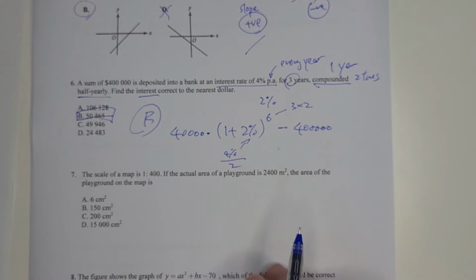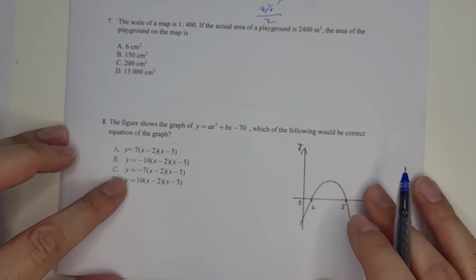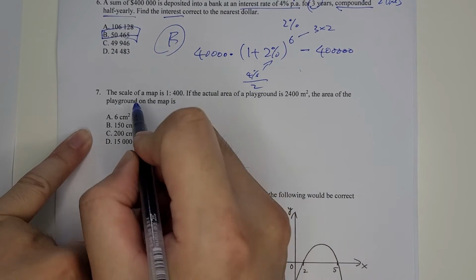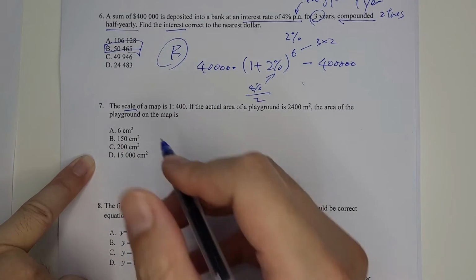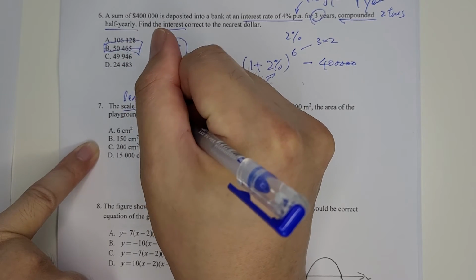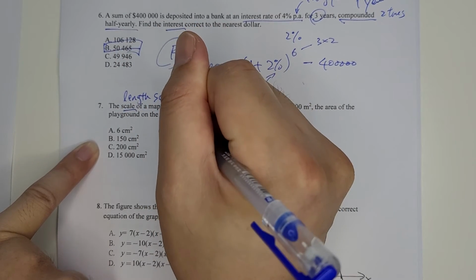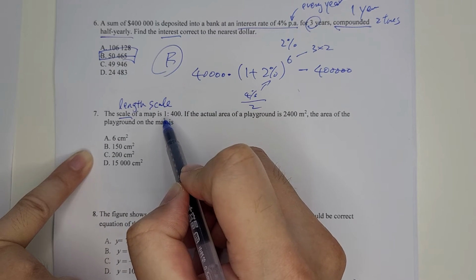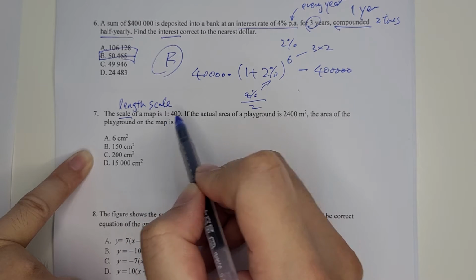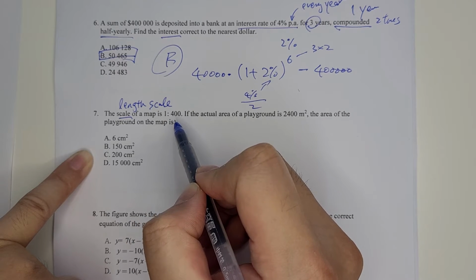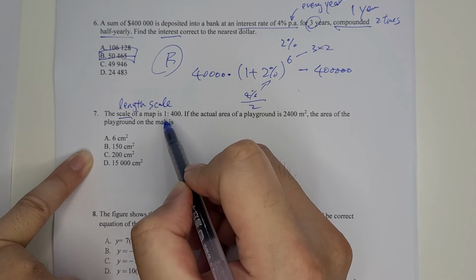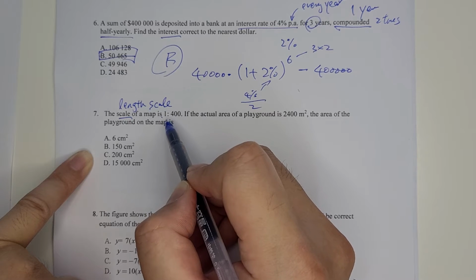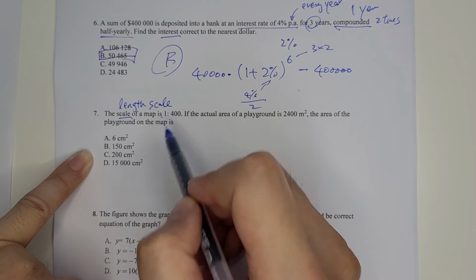A very standard question. Okay, for question number 7, quite tricky. The scale of a map is 1 to 400. What does that mean, the scale on a map? That means it's talking about the length scale. Okay, that's a key concept, length scale. The length on a map, when you multiply by 400, will become the length in the actual state, okay? I repeat, the length on a map multiplied by 400 will become the actual length.